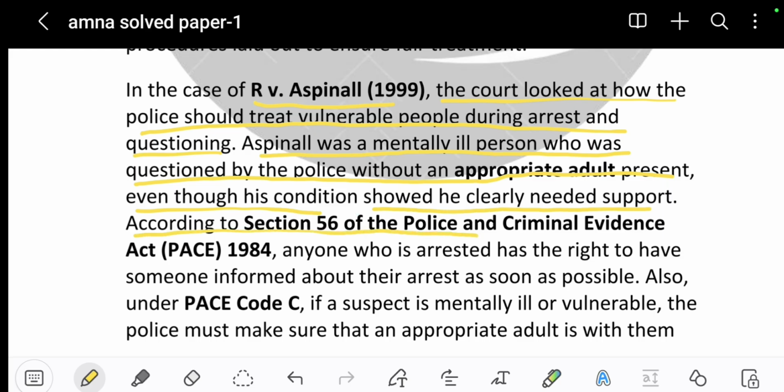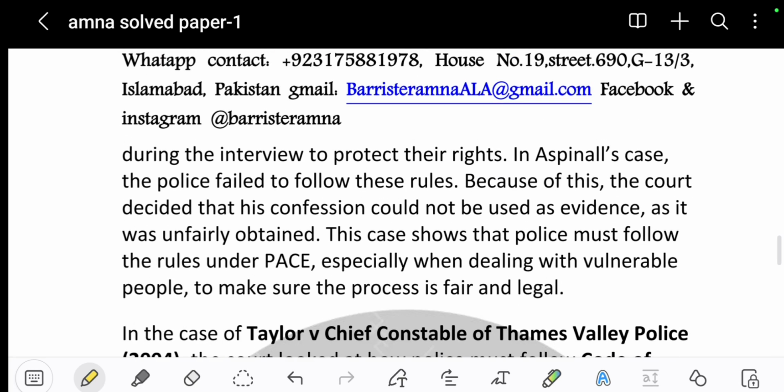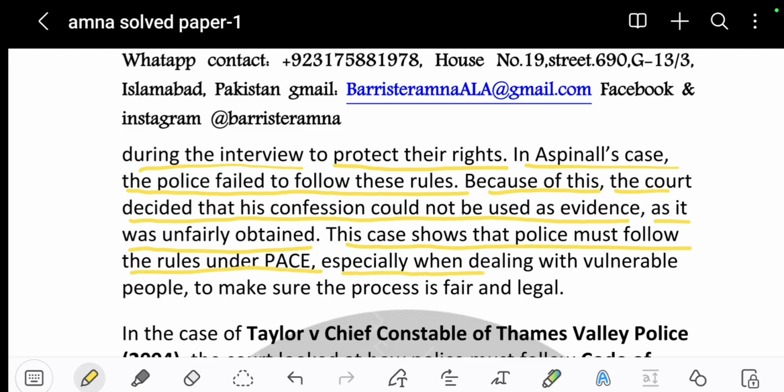According to section 56 of the Police and Criminal Evidence Act 1984, anyone who is arrested has a right to have someone informed about their arrest as soon as possible. Also under PACE Code C, if a suspect is mentally ill or vulnerable, the police must make sure that an appropriate adult is with them during the interview to protect their rights. In Espinal's case, the police failed to follow these rules. Because of this, the court decided that the confession could not be used as evidence, as it was unfairly obtained. This case showed that police must follow the rules under PACE, especially when dealing with vulnerable people, to make sure the process is fair and legal.